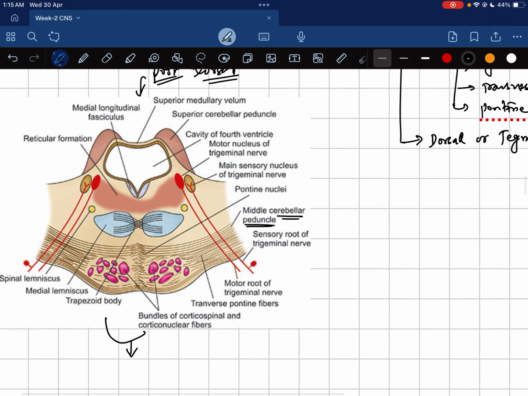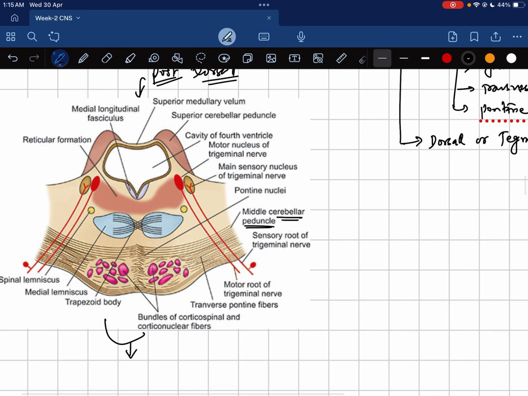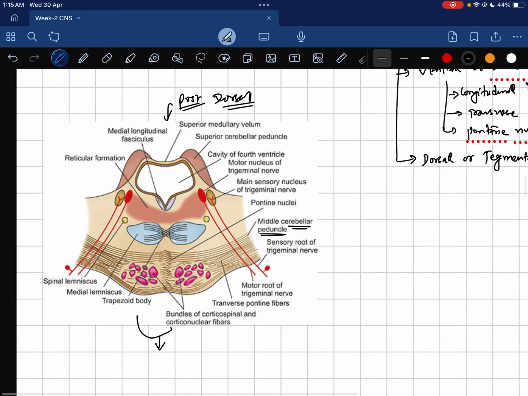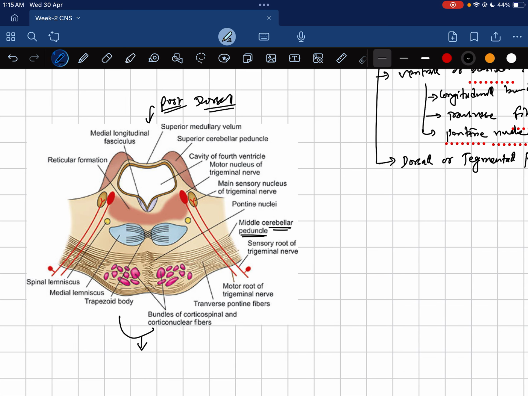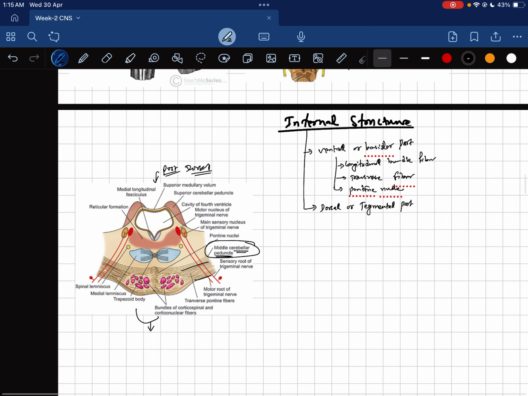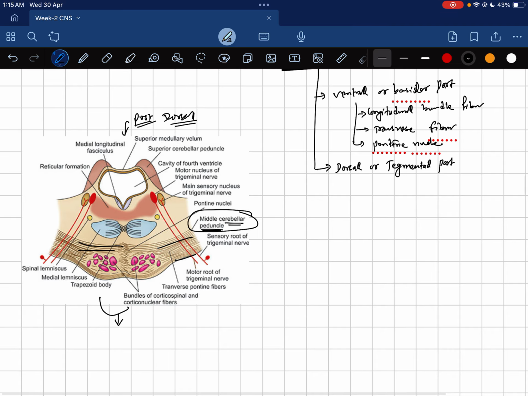When you look at this image, there are pontine nuclei. Here are the pontine nuclei. There are transverse fibers, and also there is a middle cerebral peduncle. There are longitudinal bundle fibers.